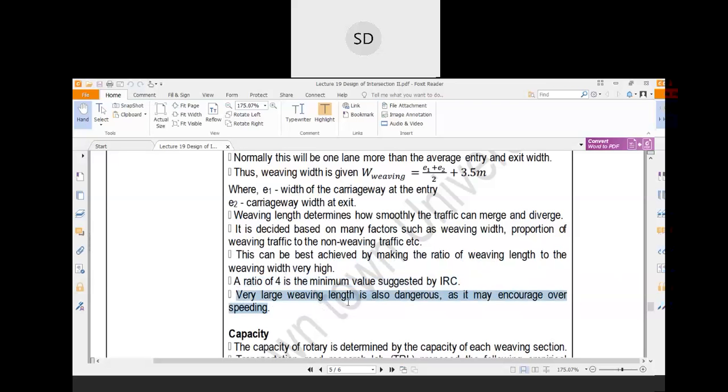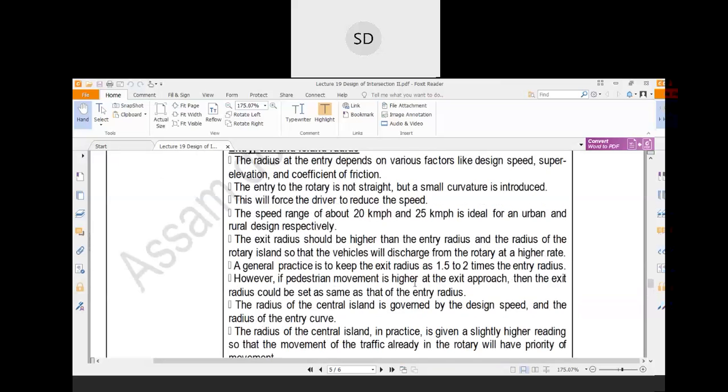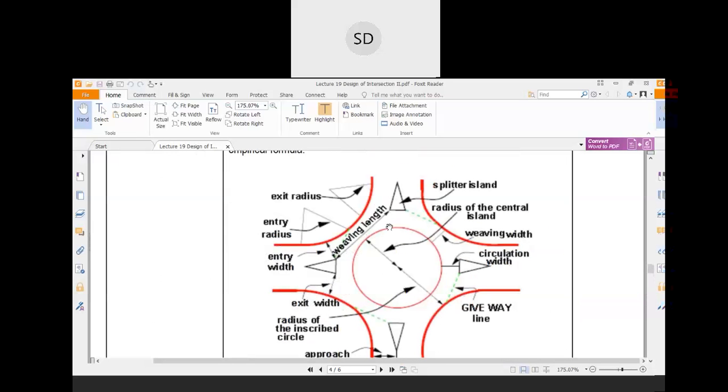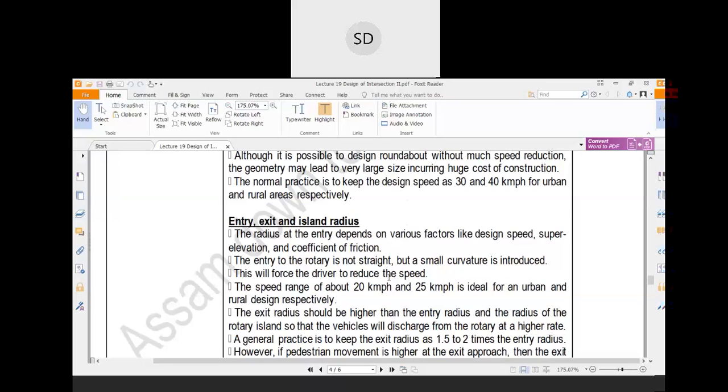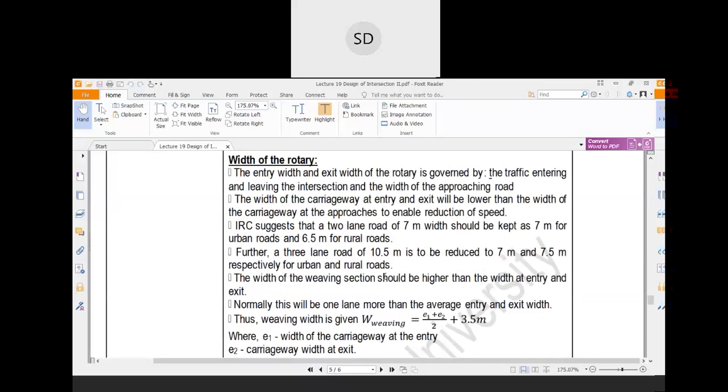Now, a very large weaving length is also dangerous as it may encourage overspeeding, because if the weaving length increases, in that case the vehicle may acquire more speed in the rotary intersection, which may be disastrous in some cases.